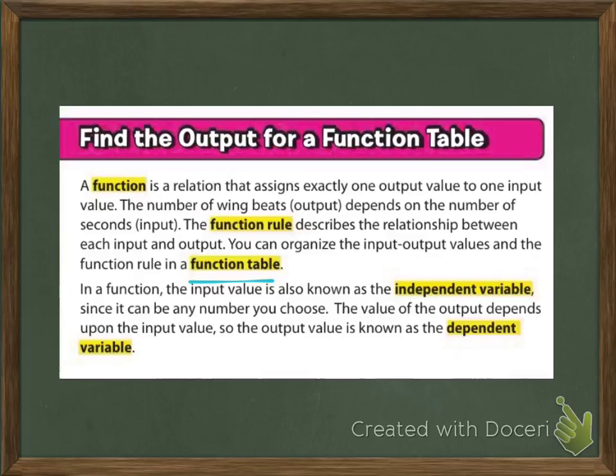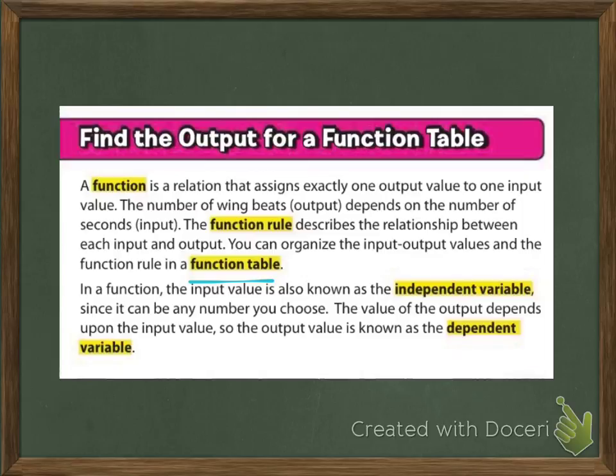Alright, so it says that to find the output for a function table, let's review some vocabulary. A function is a relation that assigns exactly one output value to one input value, and the number of wing beats, which is the output, depends on how many seconds we have, which is our input. So of course we wouldn't know how many times the wings beat if we didn't know how many seconds there were. So the output is reliant on the input. The function rule describes what relationship is going on between the input and output. You can organize the input-output values and the function rule in a function table.